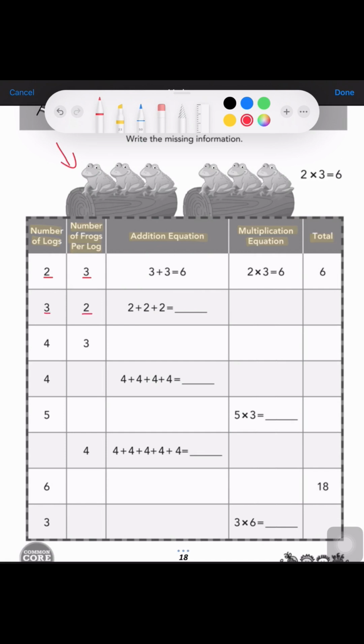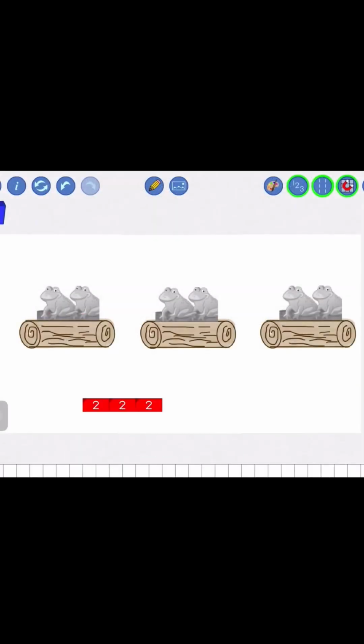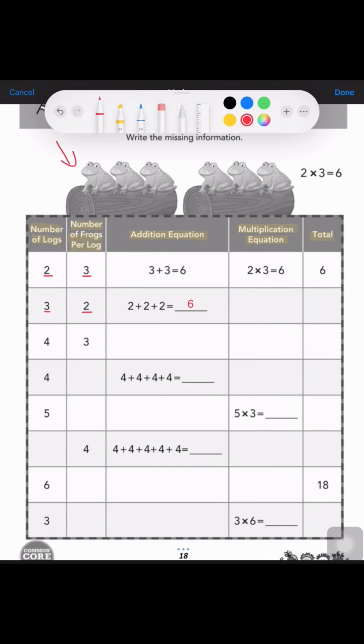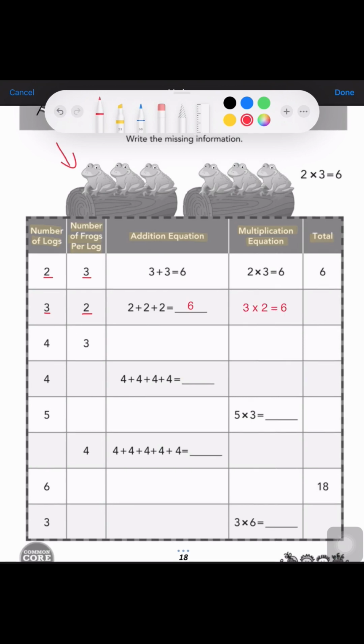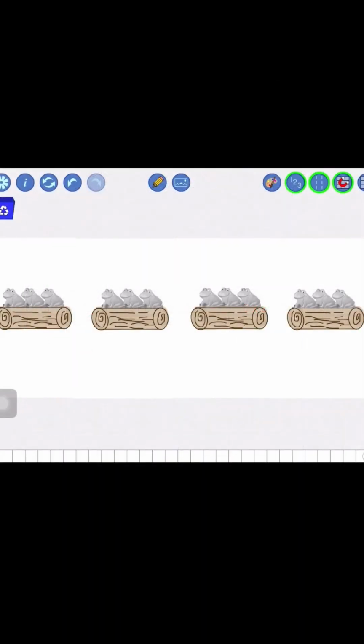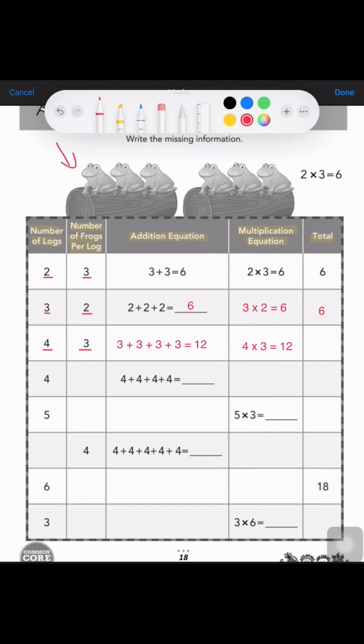And then we need to do the second question. There are 3 logs, and on each log there are 2 frogs, so it will be 2 plus 2 plus 2, which is 6. For the multiplication equation, it will be 3 times 2 equals 6, so the total number is 6. And then there are 4 logs. On each log there are 3 frogs, so the addition equation will be 3 plus 3 plus 3 plus 3. So what is the answer? Yes, it equals 12. And then the multiplication equation will be 4 times 3 equals 12, and the total number is 12.